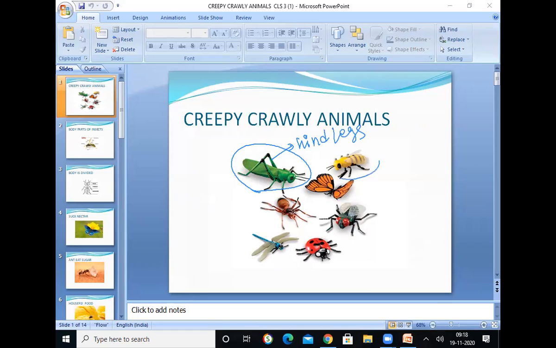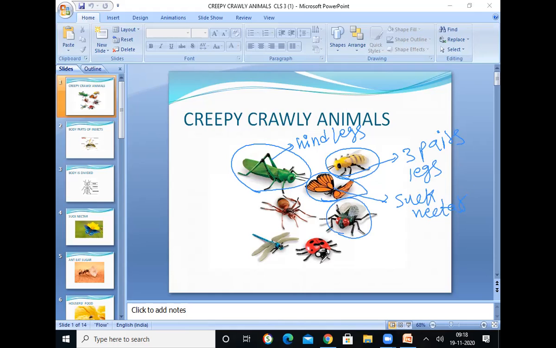This is the honeybee. What is this one? Honeybee. It also has three pairs of legs. Normally, each and every insect has 3 pairs of legs. Okay. Butterfly, you can also see what type of food habit it has. Yes. Suck nectar. Okay. Next one is housefly. Next, this is a fly, dragonfly, and this is the spider.